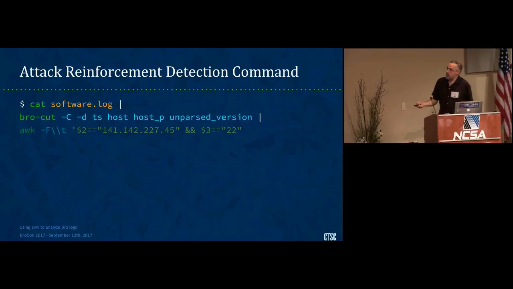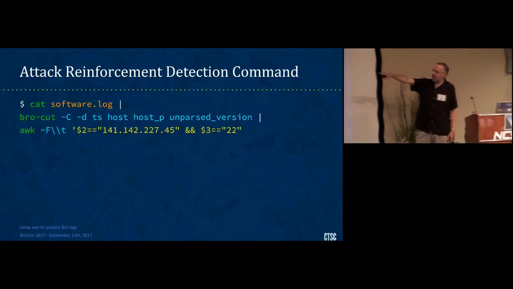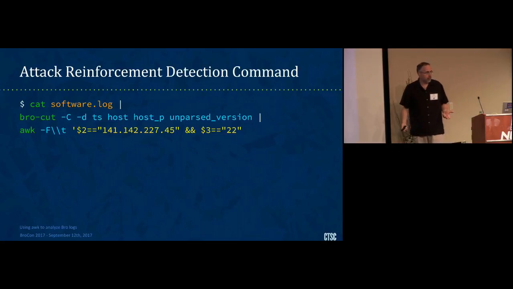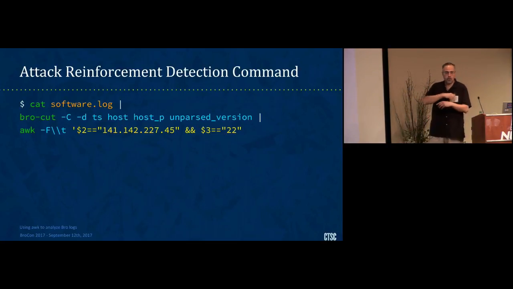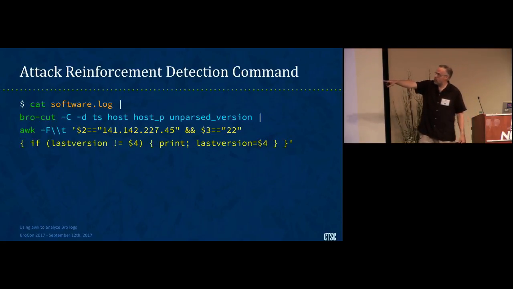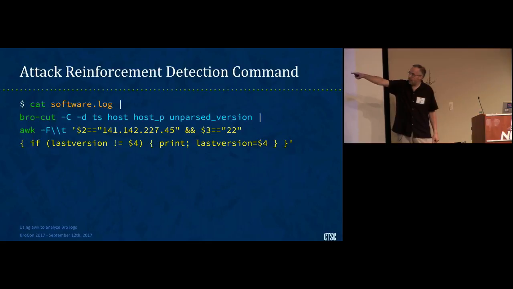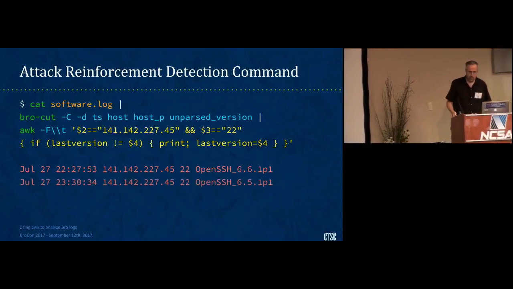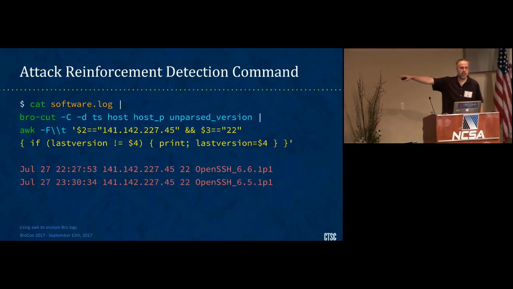So we do this command. In this case, I'm only looking at one host and one service, but you could set up a complex multi-dimensional array if you want to do this over any service, any host, any port. So we say, if the host is that IP address at NCSA, I think, and it's also port 22, then check the version numbers. If they change, then print it out. And it prints out just these two lines. It prints out the first line because last version hasn't been set.